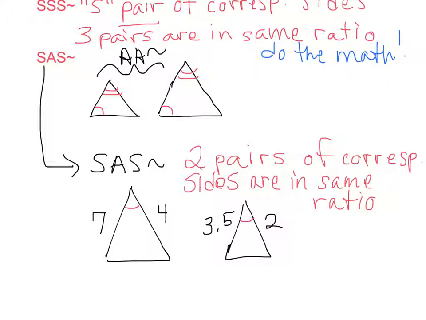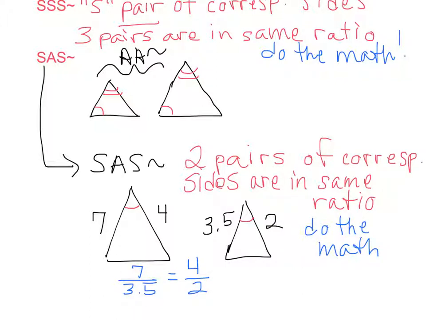And a reminder, of course, we are going to do that math. So in this case, we would do the math by saying, you know what, 7 divided by 3.5, I want to know, is that the same as 4 divided by 2? And don't forget that if we started with the 7, which is from the left-hand triangle, then we need to make sure in the numerator on the other side we start with the 4, which is also from the left-hand triangle. And double check yourself, how do we know that this proportion is true?